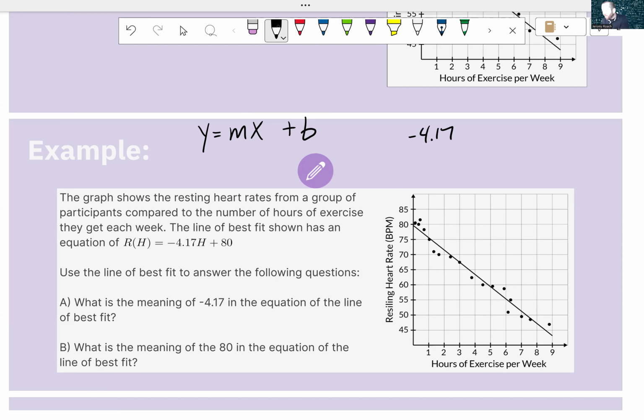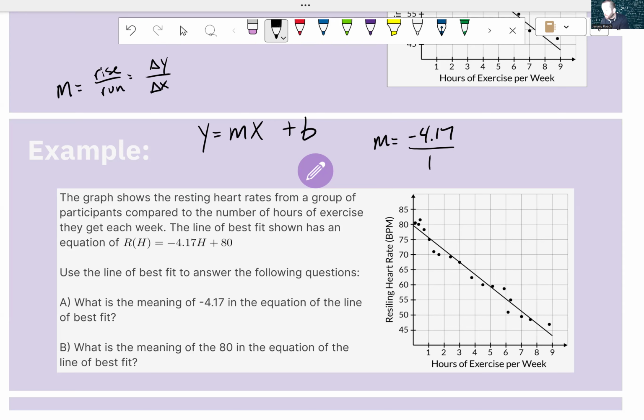And our y-intercept is 80. So our slope is m, negative 4.17. And our slope is rise over run, which is the same thing as the change in y over the change in x. But here we just have a decimal. So you can always write slope as over 1 to get a better idea of how to write the run when it's not given to you.